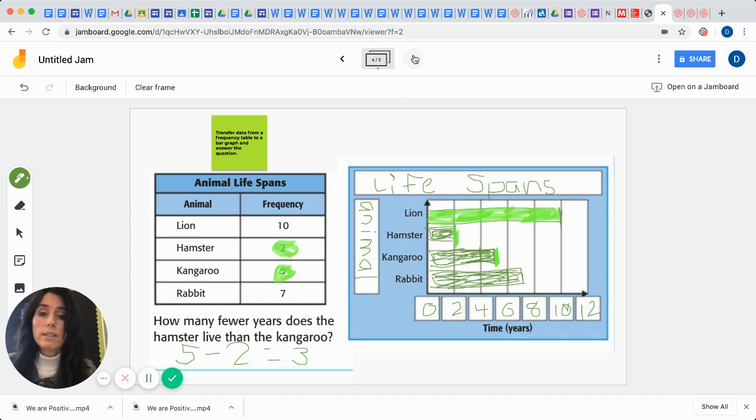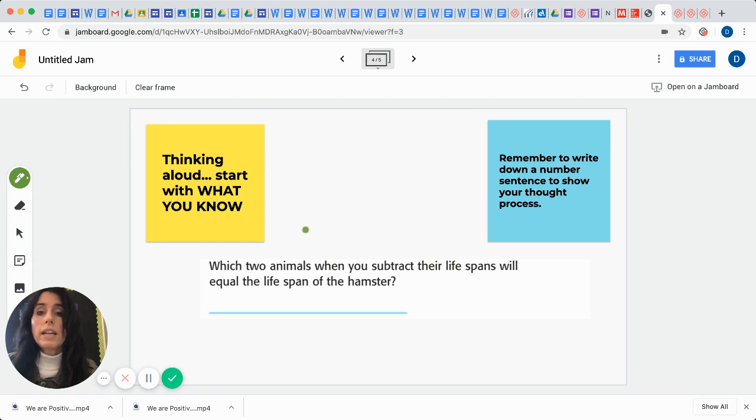Nice. Okay, the last thing is thinking aloud. We always want to start with what we know. This time it's going to be a little bit more challenging of a subtraction sentence. You can see it says subtract, so we know our number sentence is going to be a subtraction sentence. It says, remember to write down a number sentence to show your thought process. We don't want to just come up with an answer.